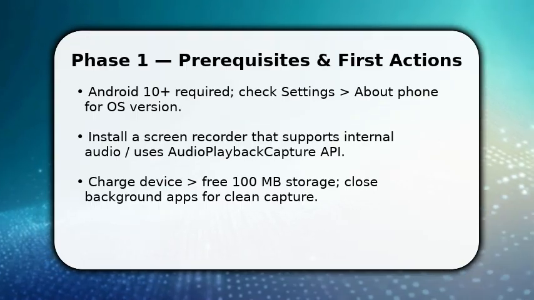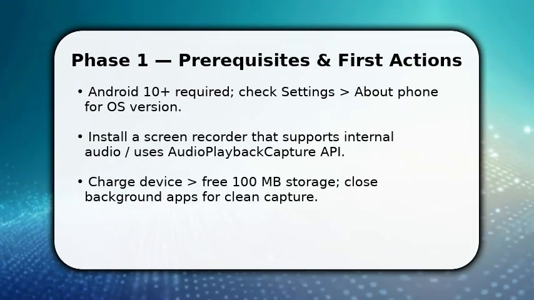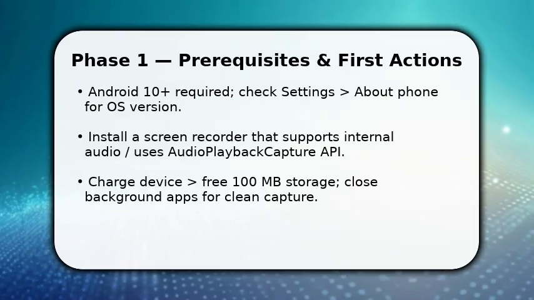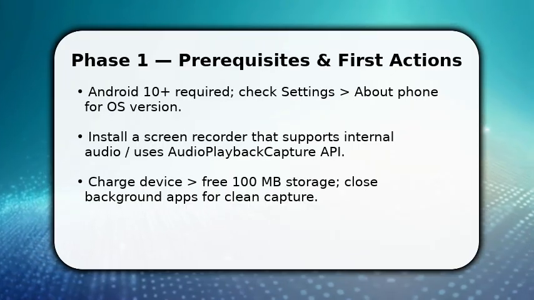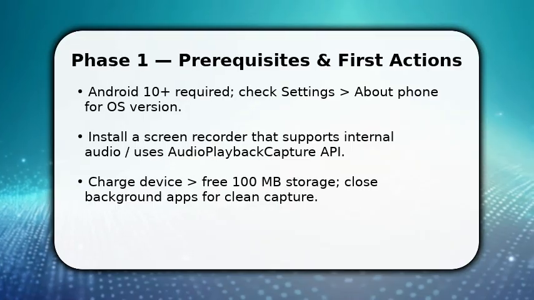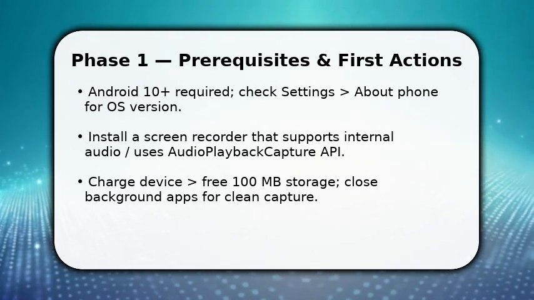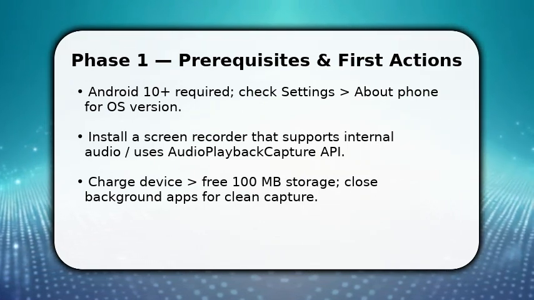Immediately open Settings apps and grant storage and microphone permissions. Even though you want internal audio, the recorder still requests these. Make sure the recorder targets the correct API level. Start the app now. Do not waste time. Tap its screen record action to begin the system prompt flow that enables internal audio capture for you.